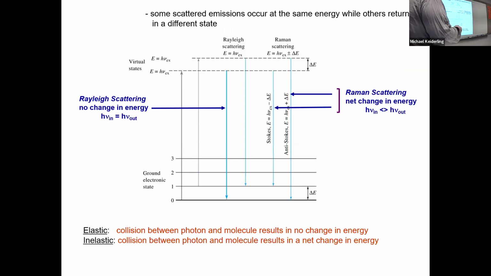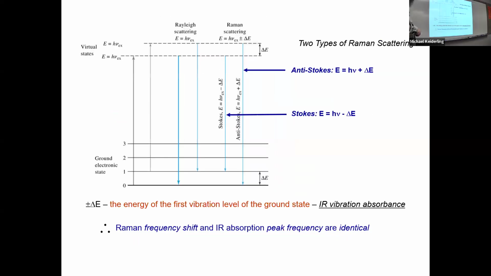So most scattered emissions occur at the same energy, while some return to a different state. Those are the Raman scattering. These are elastic. These are inelastic because there is a change in energy. And Stokes is more common than anti-Stokes. So the Rayleigh peak is biggest, then Stokes, then anti-Stokes.